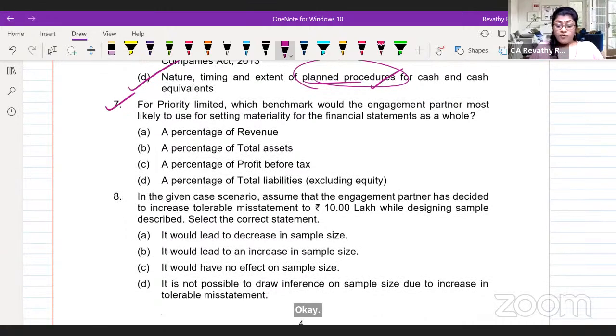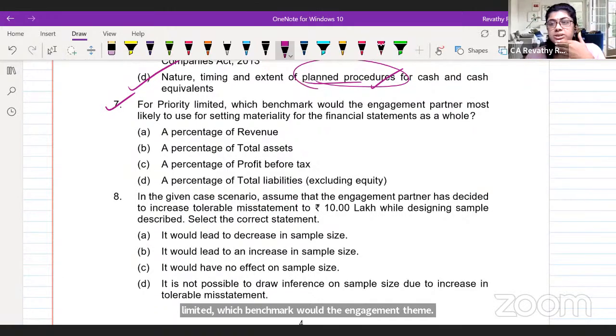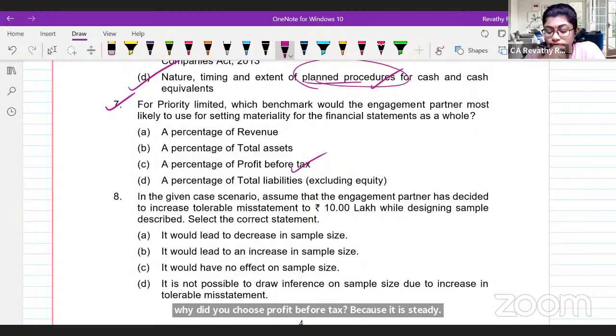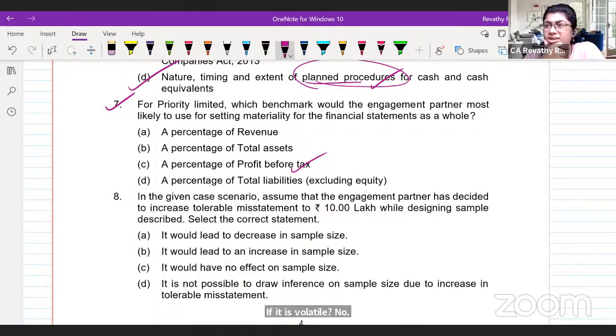Question 7. For a priority limited, which benchmark would the engagement partner most likely use? Revenue, total asset, total liability, profit before tax. Why did you choose profit before tax? Because it is steady. If it is volatile, no. That's simple, no? Simple because we have already interpreted. Don't miss that word steady in the exam.